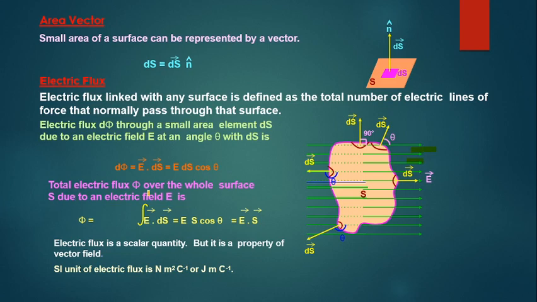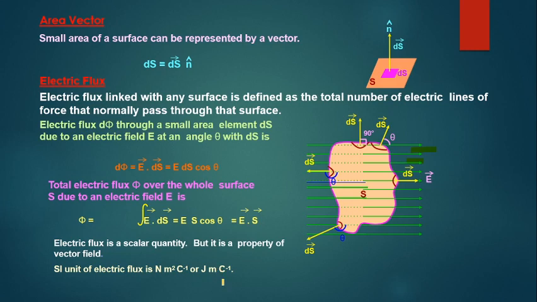So the total electric flux over the whole surface S due to the electric field E is phi equal to the integration of E ds cos theta. This is a scalar quantity, but the property is of a vector field. The SI unit of the electric field is Newton per coulomb, and S is an area, so this is meter square. So the unit of the flux is Newton meter square per coulomb.